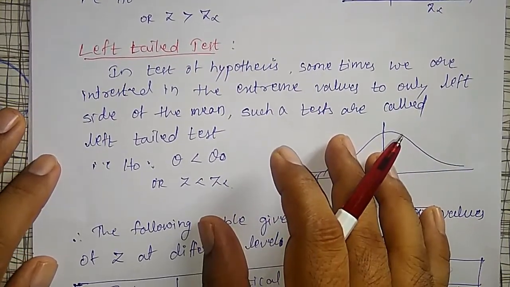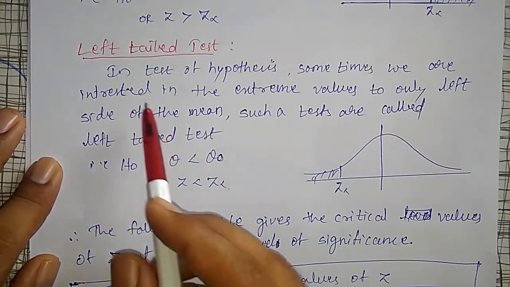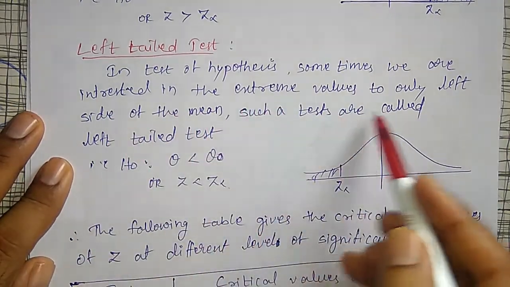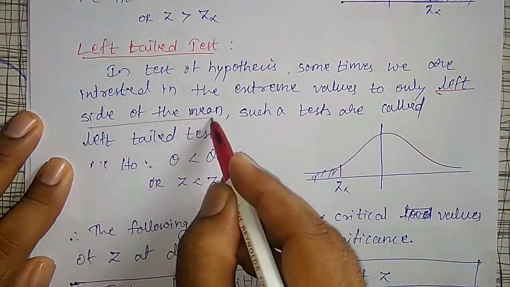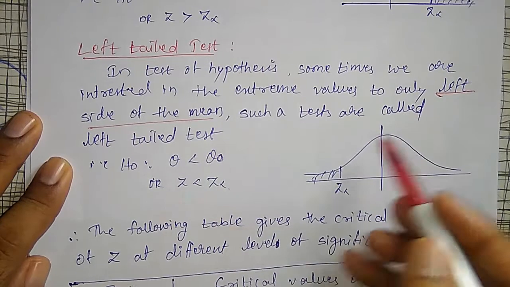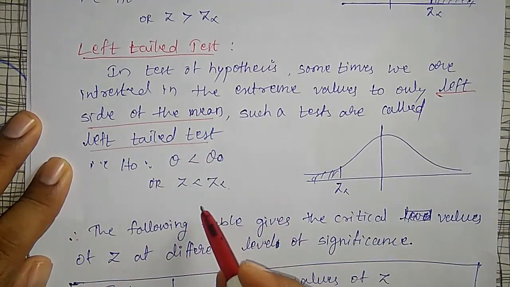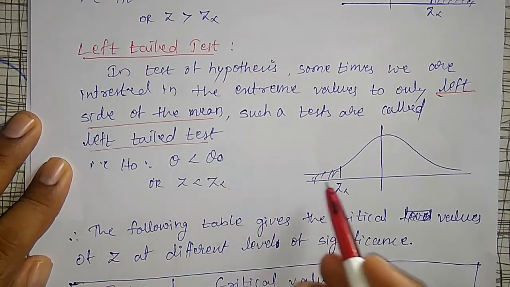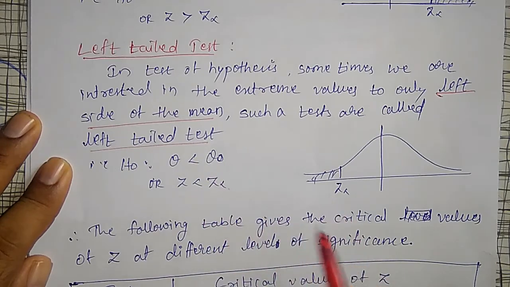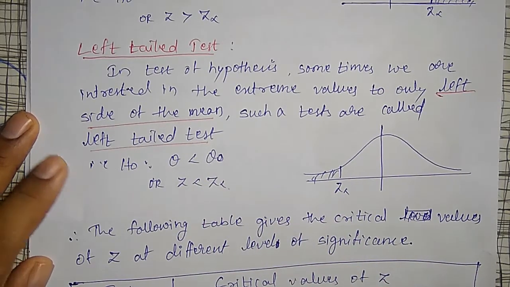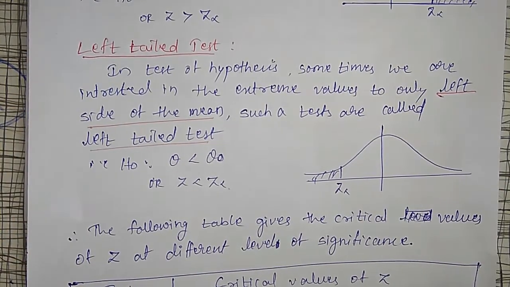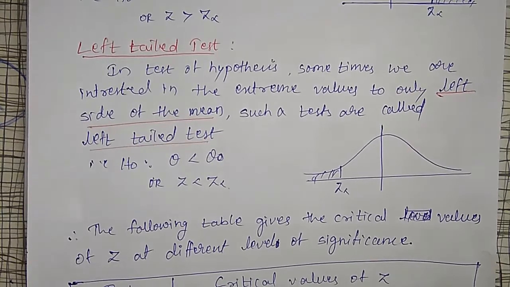Like that, the left-tailed test is also there. If we are interested only in the extreme values on the left side of the mean, such tests are known as left-tailed tests. It means for the parameter theta we are only checking for less than. Such tests are known as left-tailed tests. I will explain all these things in detail with examples. Whenever you are solving examples in my next videos, you will understand what a left-tailed test, right-tailed test, and null hypothesis are, and I will explain everything in the problem in detail again.